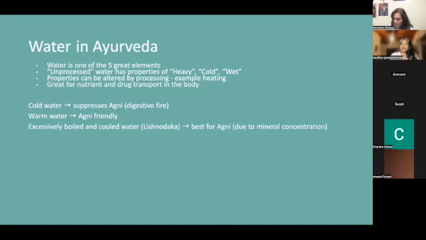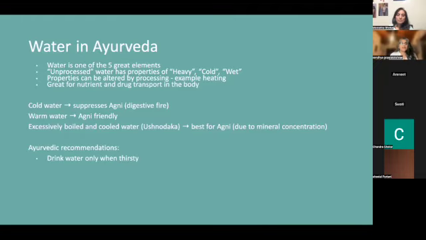And there was also this practice called Ushnodaka, which is excessively boiled water, where they boil it till the volume reduces to one-quarter of what you started with, and then you cool it and drink. If you think about this practice, I believe it's kind of what we call mineral water today, because when you boil and evaporate water, and you were drinking natural water which had mineral content in it, and you evaporate a lot of it, you basically get concentrated minerals. Minerals are good for digestion. They basically kickstart digestion in the morning.